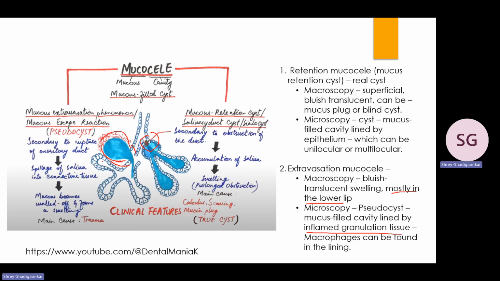So regarding the treatment, it's basically just complete excision of the cyst or the pseudocyst, and it's important to note that if the cyst or the pseudocyst is incompletely excised, they can lead to recurrence of the mucocele.